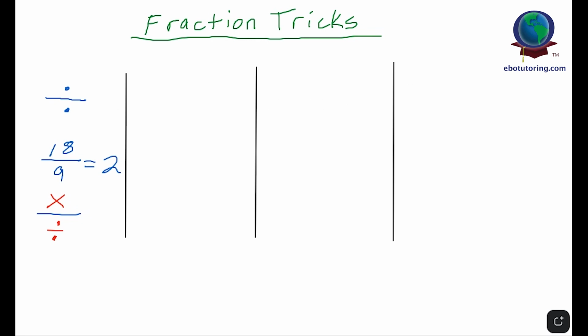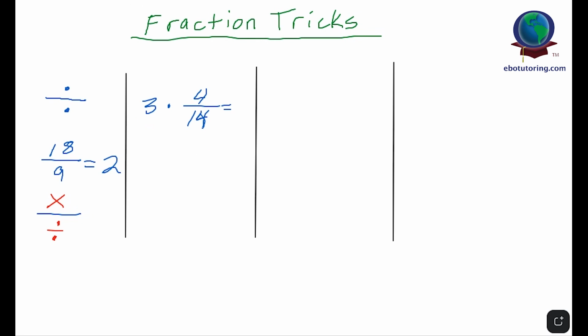Now, watch how this works. We already know that the bottom is division, the top is multiplication. So if I've got a whole number times a fraction, 3 times 4 over 14, what does that equal? Well, in school you learn to put the whole number over a 1 and then multiply, right? Well, we're not going to do that.